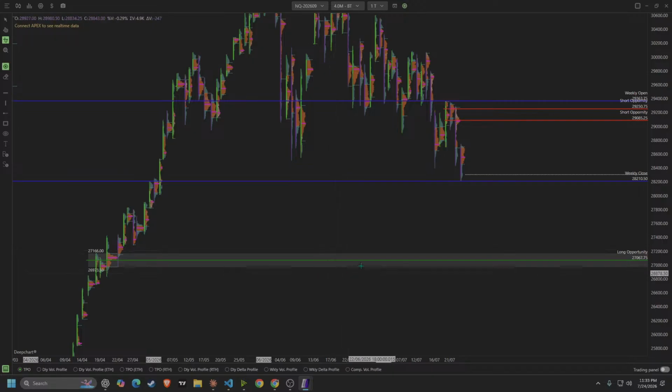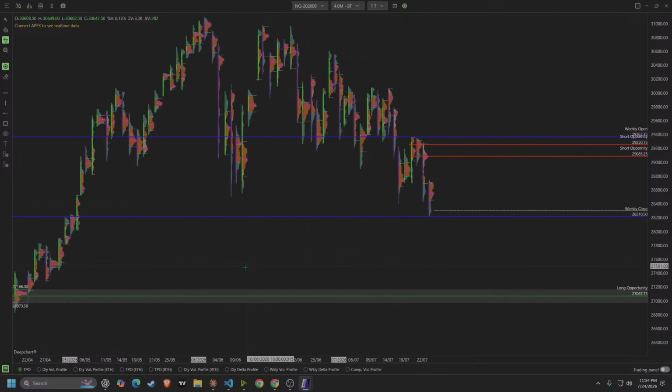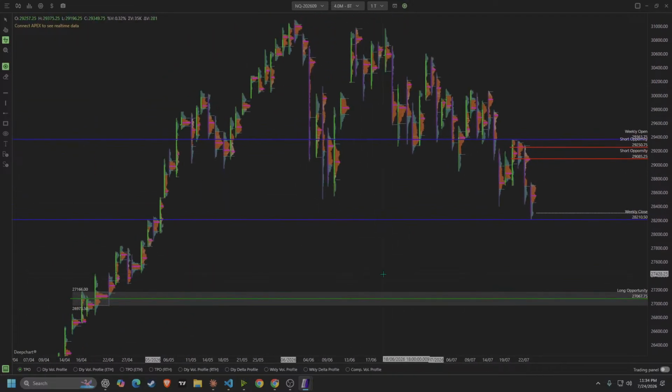This range, right? Two different ways to look at. Draw two lines. I'm going to look for a reaction in here or in this zone. Probably 50% of the zone before popping out. So there's a lot of room to the downside still.